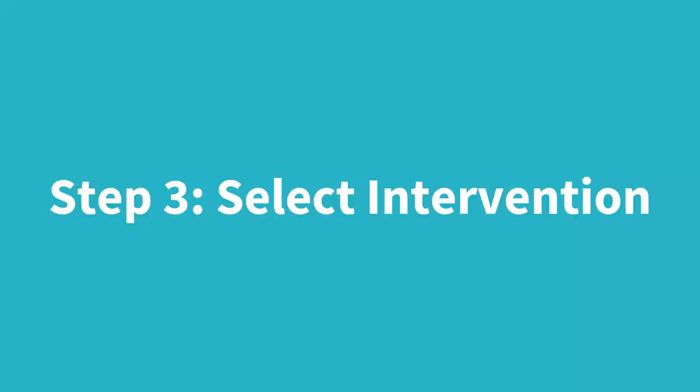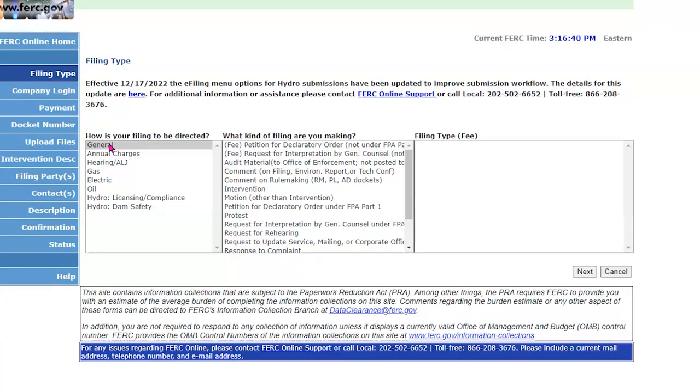Step 3, select Intervention. The second column will populate and ask, what kind of filing are you making? Select Intervention.